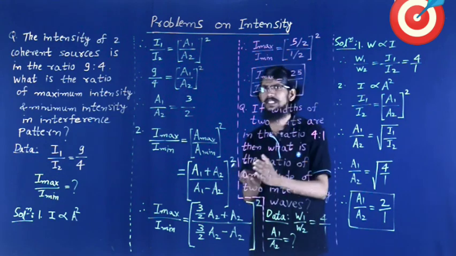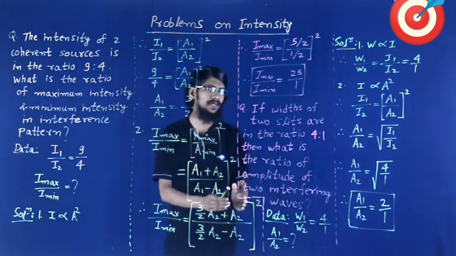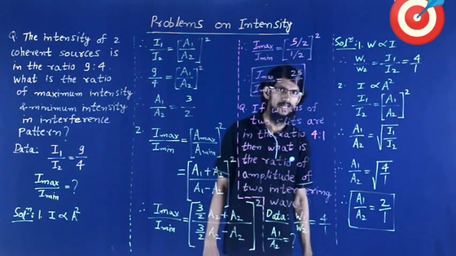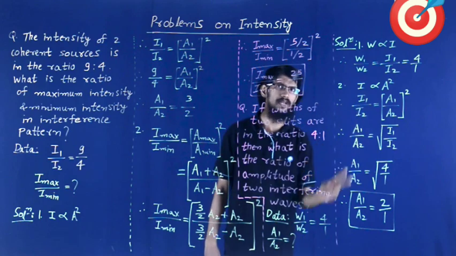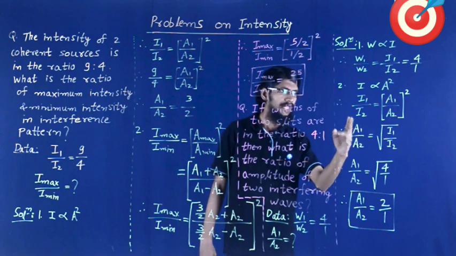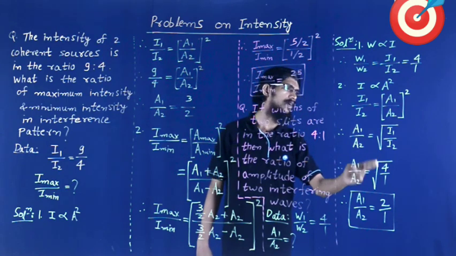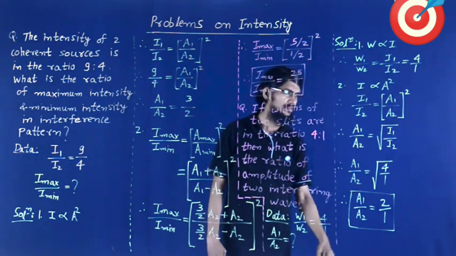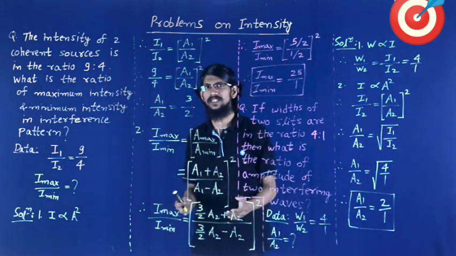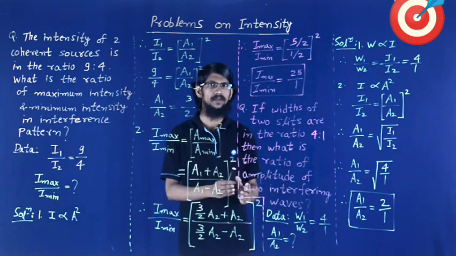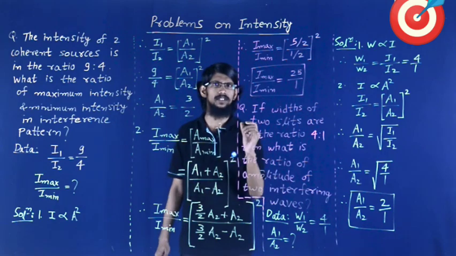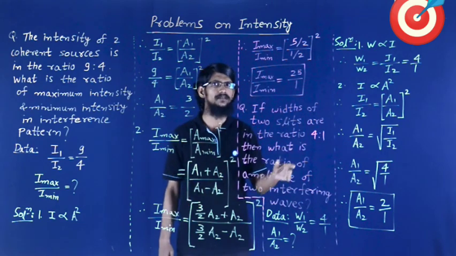Now again, we know intensity is directly proportional to the square of amplitude. So we will write I1 upon I2 is equal to A1 upon A2 whole square. We already know I1 upon I2, right? Take this square to this side, you will get a square root. A1 upon A2 will be the square root of 4:1, because we already know I1 upon I2 as 4:1. So we will get A1 upon A2 is equal to 2:1. I hope you have understood both the problems. In both the problems, we understood a special relation. What is the special relation? I proportional to A square.